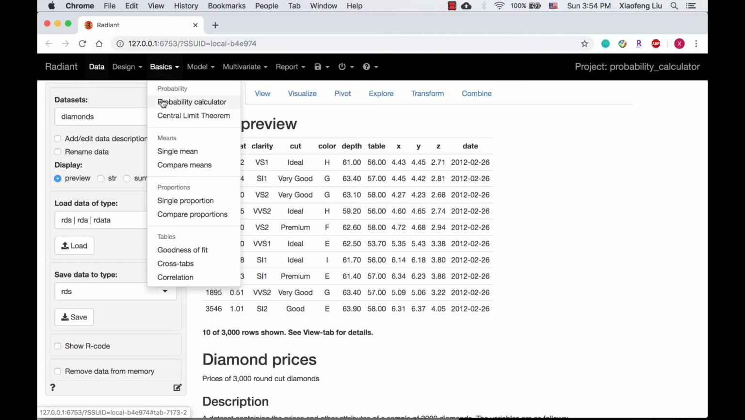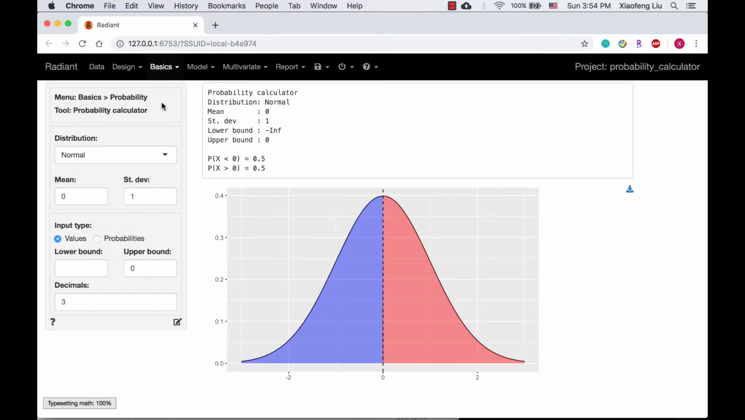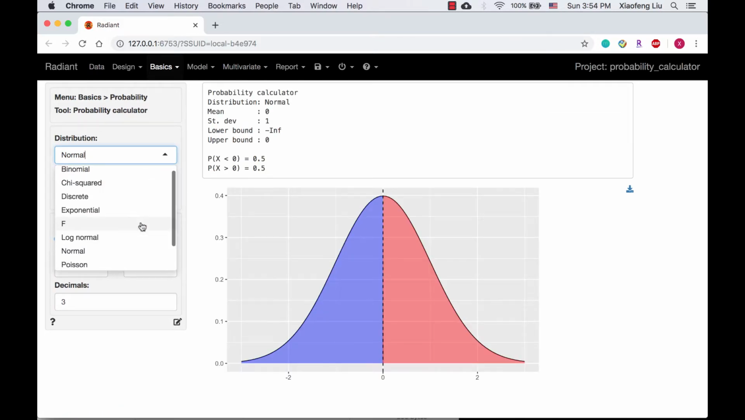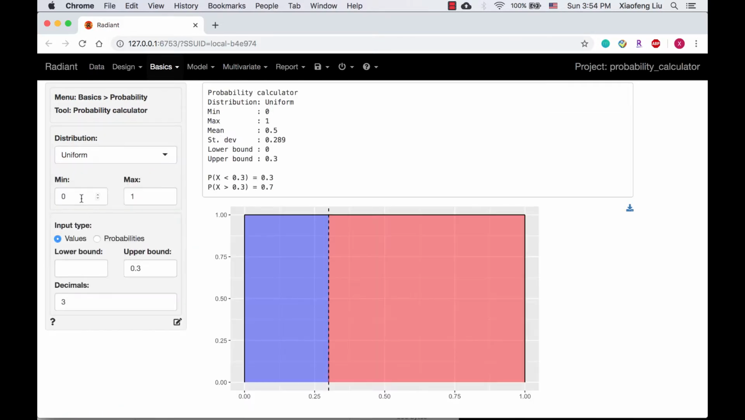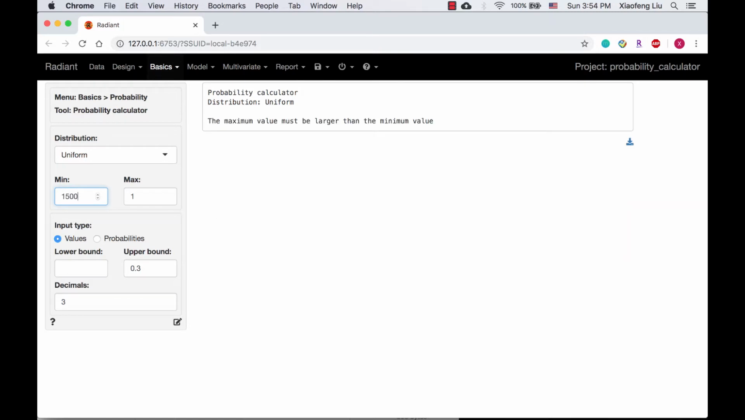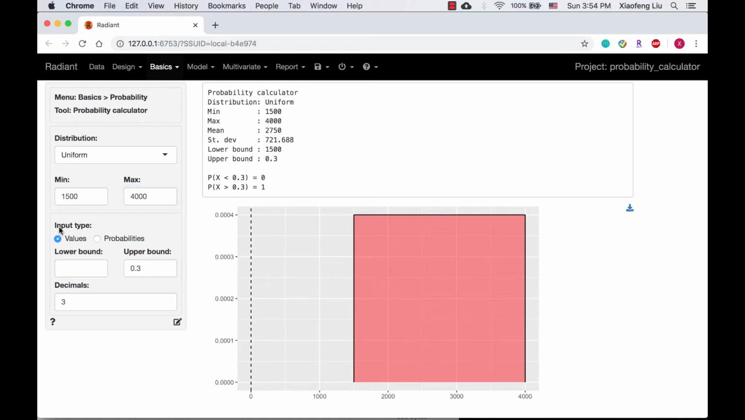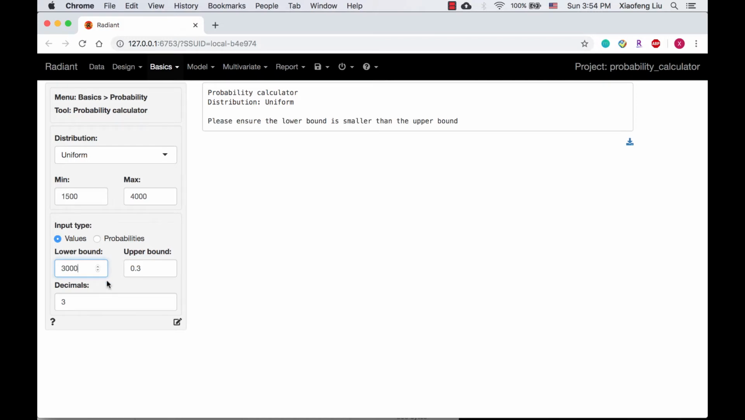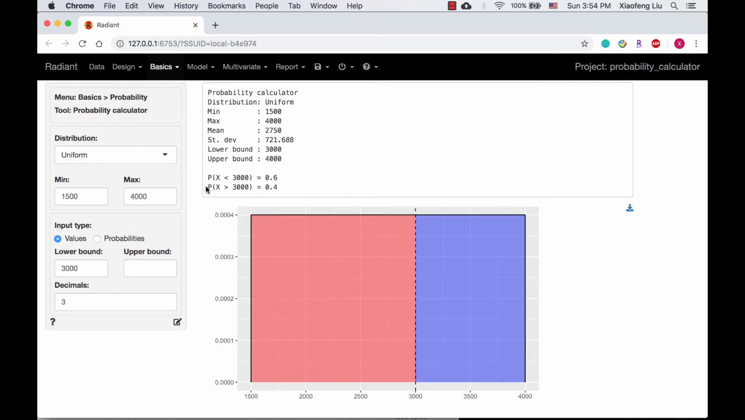Let's go to the probability table page. This is a uniform distribution. I'm going to set the minimum as 1,500 and the maximum as 4,000. Based on question A, we will choose values as the input type and set 3,000 as the lower bound. See, the probability that x is greater than 3,000 is 0.4.